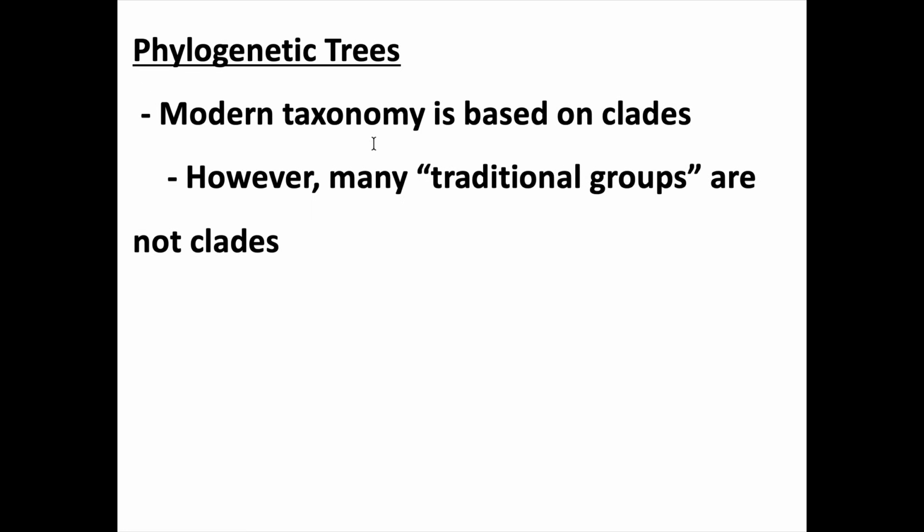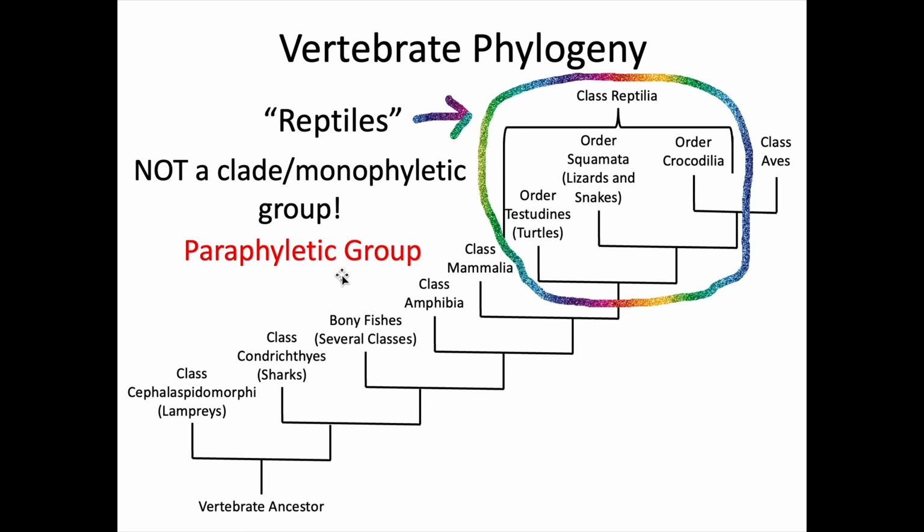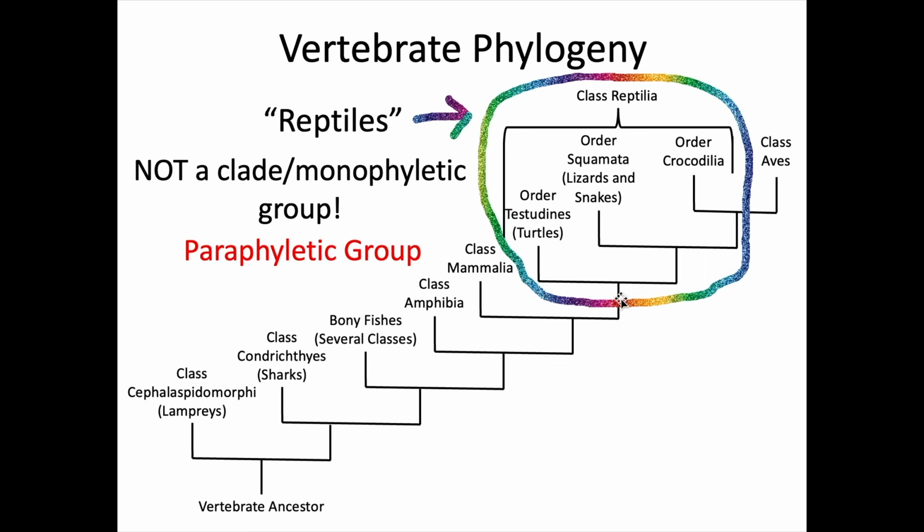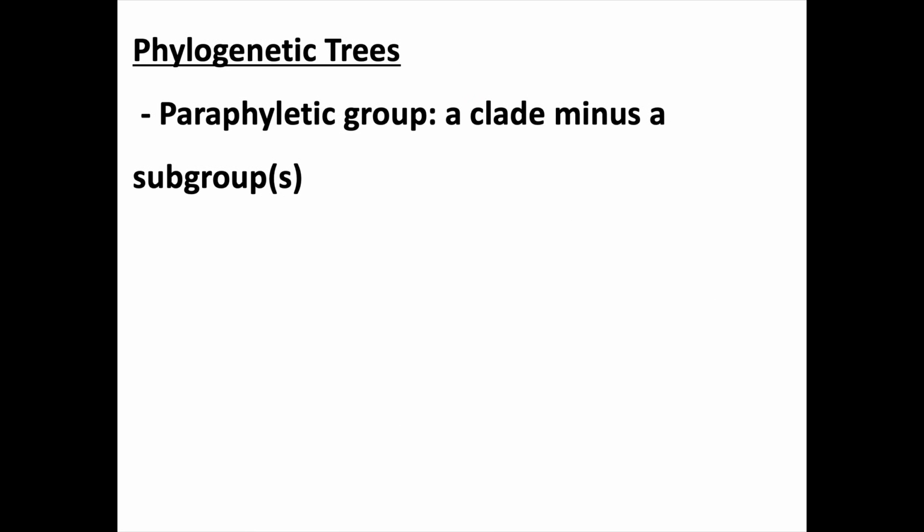So again, it's supposed to be based on clades. Something like reptile is a traditional group, and it's definitely not a clade. What we're calling things like this is a paraphyletic group, as opposed to a monophyletic group. Remember, that's another word for clade. Paraphyletic groups are a clade minus a subgroup or 2 or 3. In this case, this would normally be a clade, but we're excluding birds from this term of reptiles. So yeah, paraphyletic.